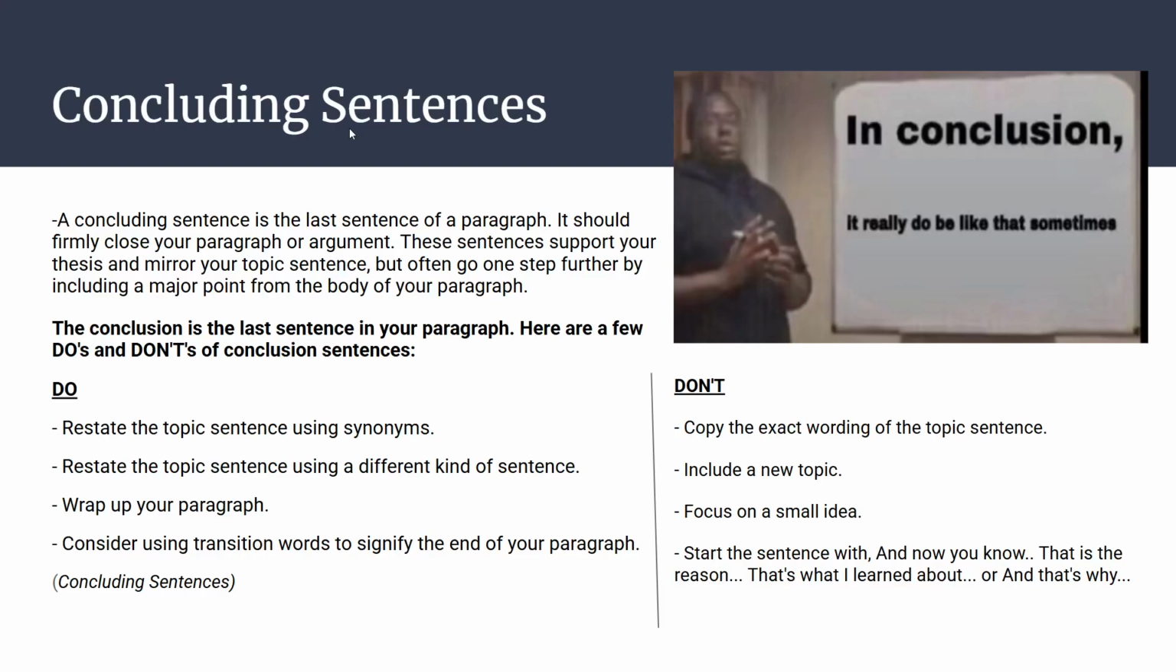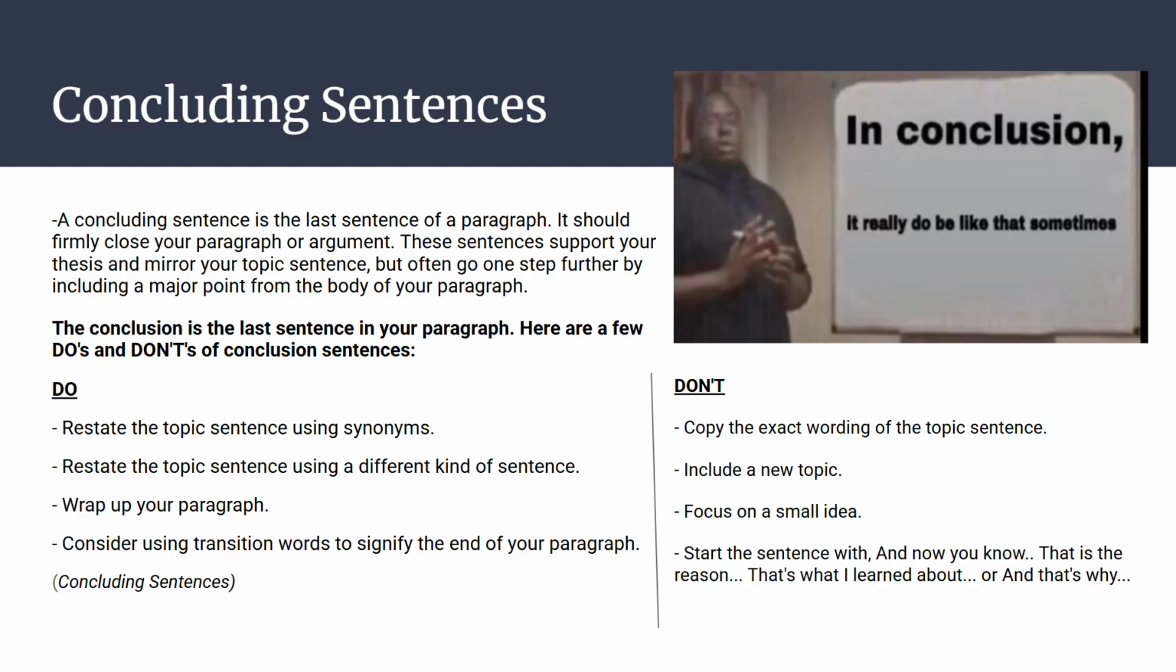Then we've got our concluding sentence, which is at the end. A concluding sentence is the last sentence of our paragraph. It's going to firmly close the paragraph or argument, and the sentence should support your thesis and mirror your topic sentence, but often it goes a step further by including a major point from the body of your paragraph. It's the last sentence in your paragraph, so here's a few do's and don'ts.